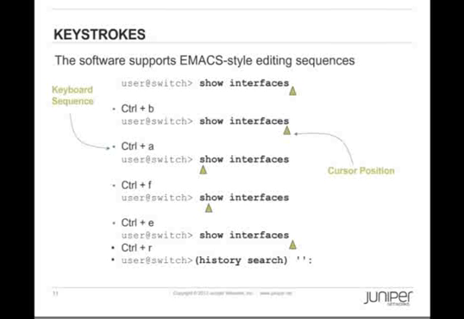Keystrokes, Emacs. Seems like you can never get away from those Emacs keys wherever you go. They're powerful and they're good. In the example, the triangle is where the cursor is. See the triangle after the show interfaces? That's where the cursor is right now. If we use Control B, we simply go back one space and it'll be underneath the S. If we use Control A, we go all the way to the beginning.